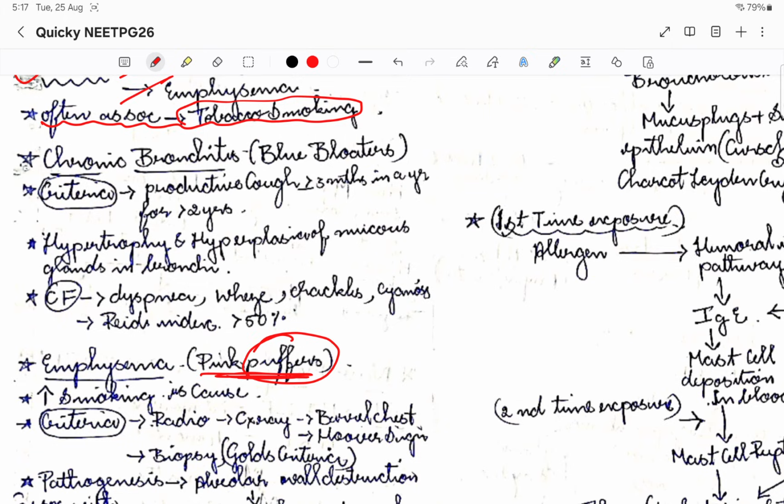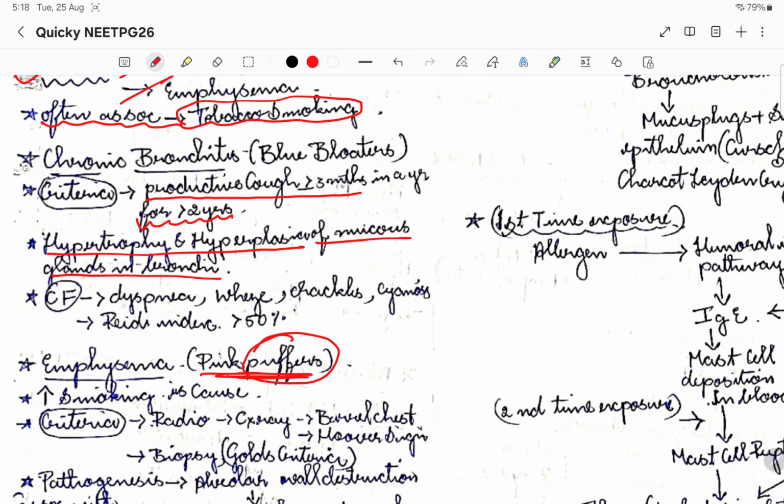The criteria is more than 3 months of productive cough in a year, and this will be for more than 2 years. That is how we will be diagnosing. This is the diagnostic criteria for chronic bronchitis. There will be hypertrophy and hyperplasia in the mucus glands in the bronchi. In bronchitis, all the mucus glands will be hypertrophied and hyperplasia will be there, which will be causing the obstruction here, because of the inflammation. So this is chronic bronchitis.